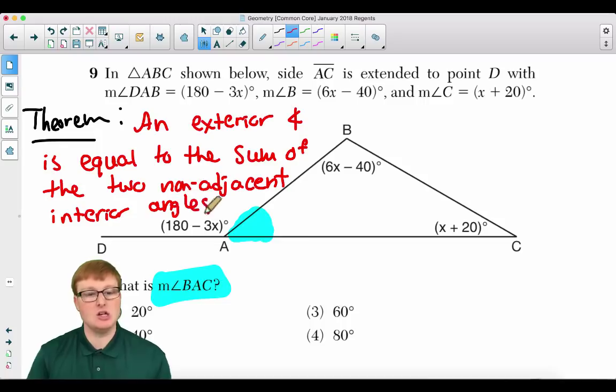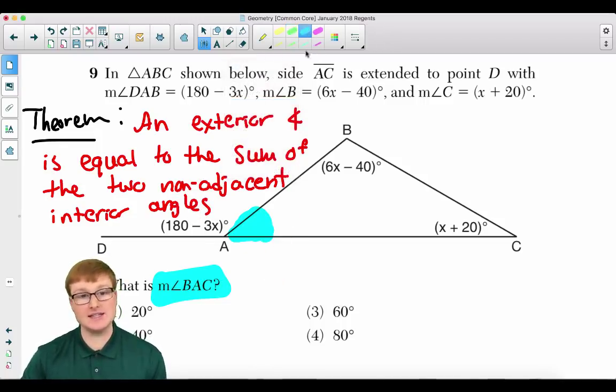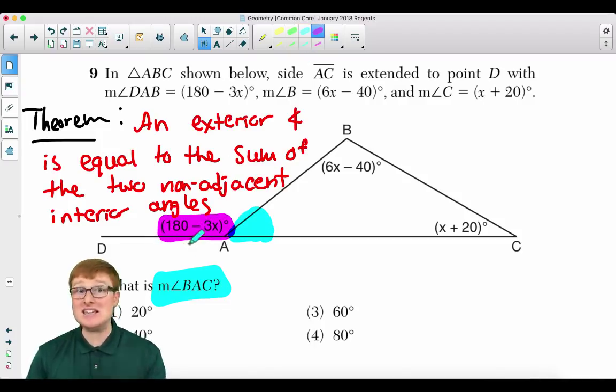What does all this mean? So the exterior angle, the angle outside of the triangle, in this case, it is 180 minus 3x. That's your exterior angle. It is equal to the sum, meaning the addition of the two non-adjacent interior angles. Non-adjacent means not next to the angle.